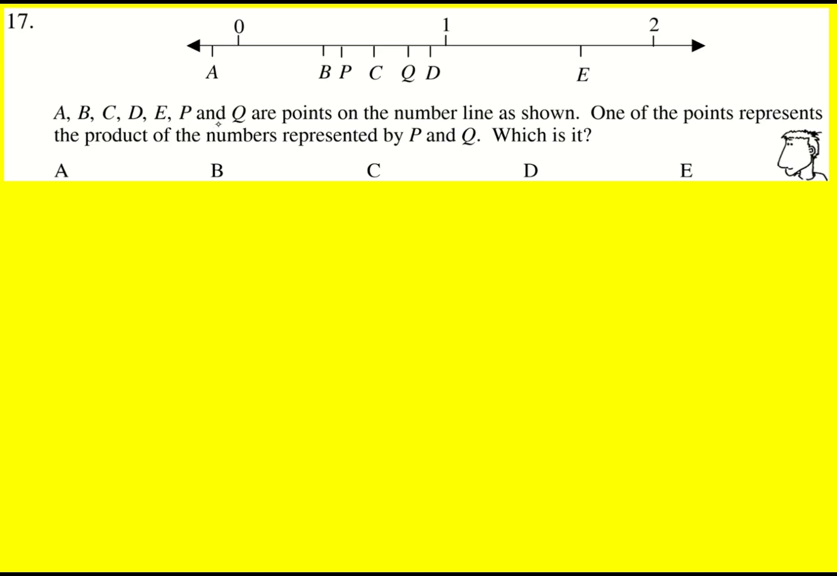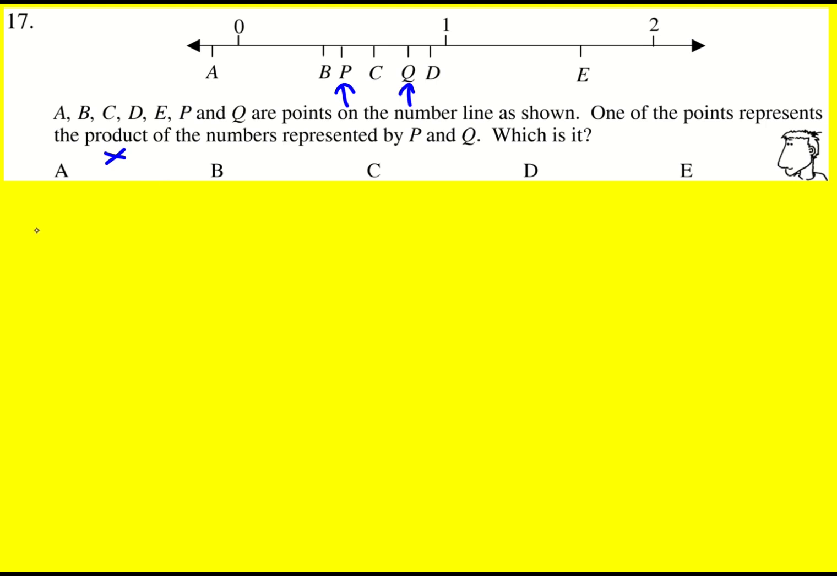A, B, C, D, E, P, and Q are points on the number line as shown. So it's all to scale. One of the points represents the product of the numbers, that's when you multiply them, represented by P and Q. So we're multiplying P and Q together to give one of the other numbers.